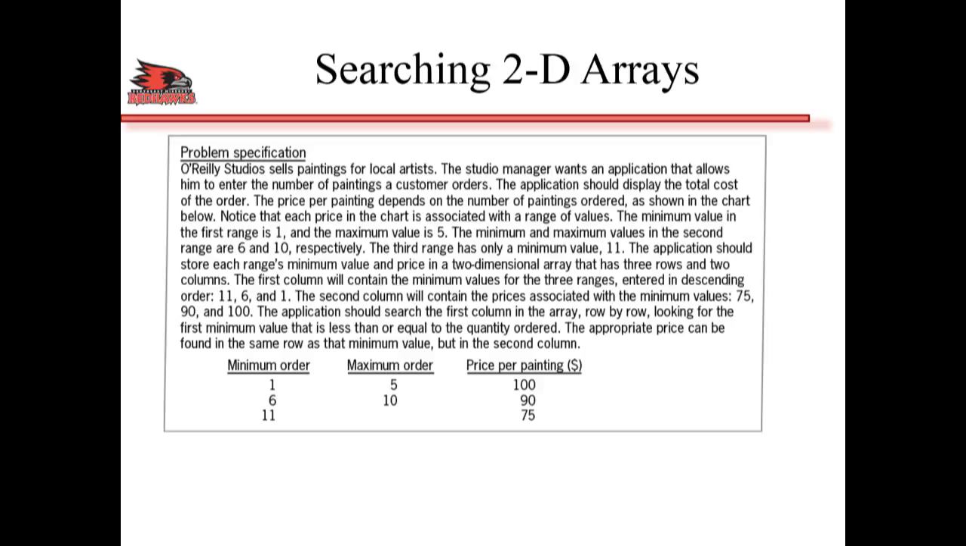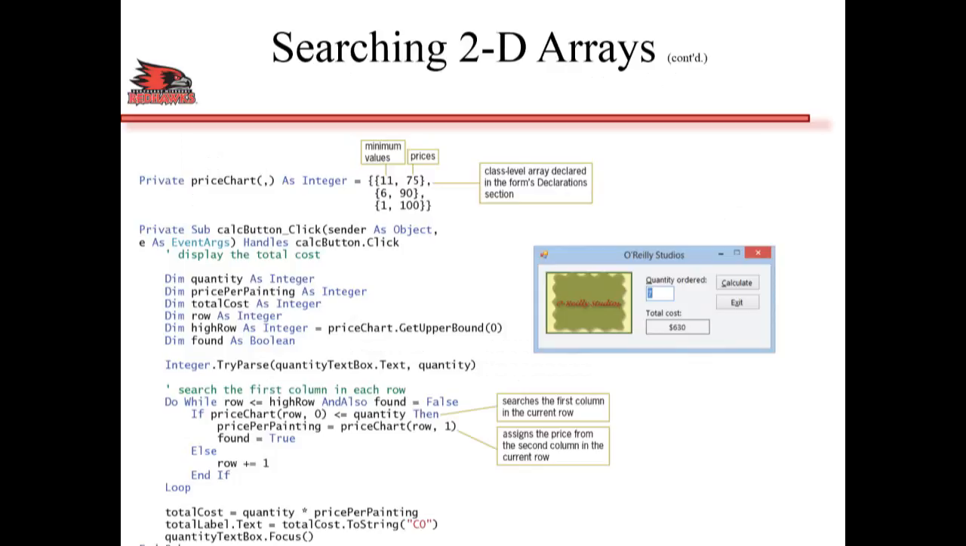So to do that, what we have is an array having minimum values in the first column and the corresponding prices in the second column. And this is a class level array, meaning that all the subroutines have access to it. So notice that we haven't defined the maximum value, or we don't have a column which has the maximum value, because as we'll look into further, it's not really needed based on our code.